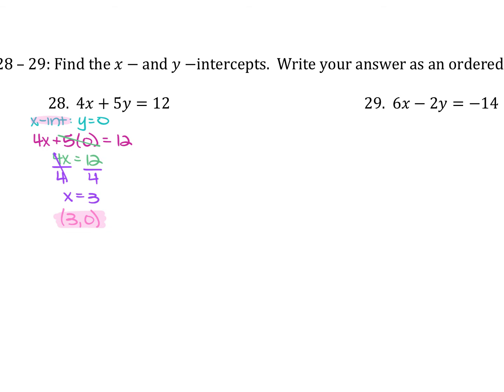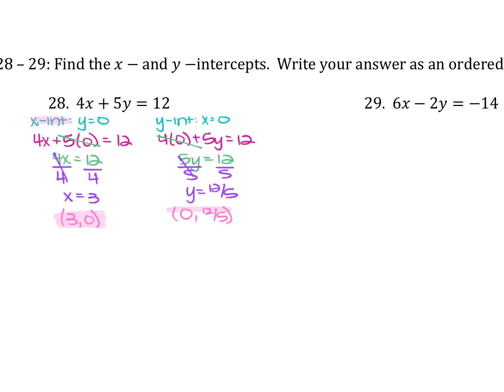For your y-intercept, you would plug in 0 for x. So just the opposite. That would give us 4 times 0 plus 5 times y is equal to 12. The 4 times 0 cancels out, so you have 5y is equal to 12. Divide each side by the 5, and you get that y is 12/5. You cannot simplify that, so put it into an ordered pair, and you have your ordered pair as 0, 12/5. And then again, that one is your y-intercept.